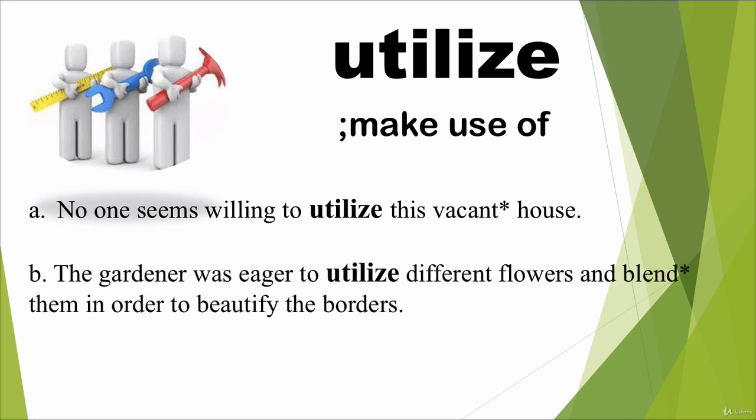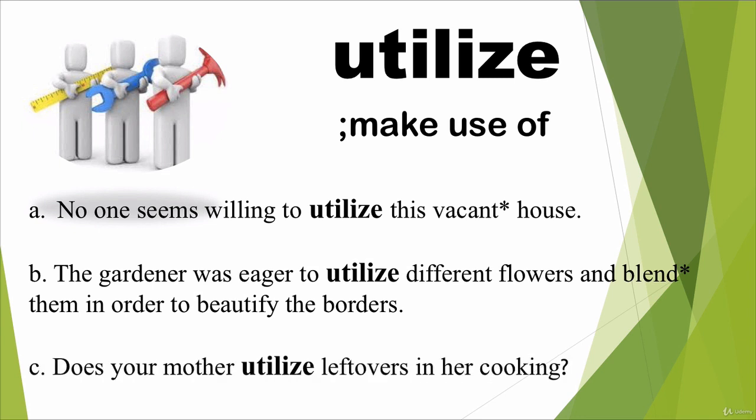B. The gardener was eager to utilize different flowers and blend them in order to beautify the borders. To beautify something, to make something beautiful. Did you know that the verb of beautiful is beautify? Yes. The essential word in this sentence is blend, which means to mix something together. And the last example is, does your mother utilize leftovers in her cooking? Does she use the leftovers in her cooking? Yes. So utilize means to make use of, to use something.